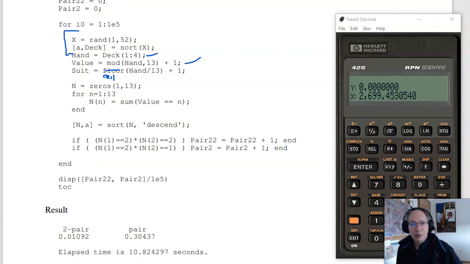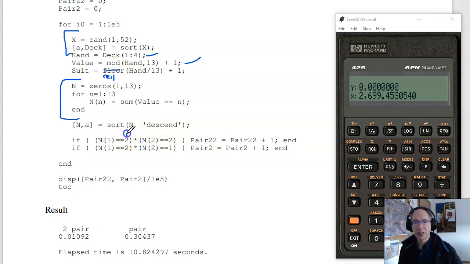Let's see, what am I doing? Okay, and then once I have my 4-card hand, count how many aces, how many 2s, how many 3s, sort in descending order, and so this is the frequency. N of 1 is the highest frequency, how many of them there are. N of 2 is the second highest frequency.